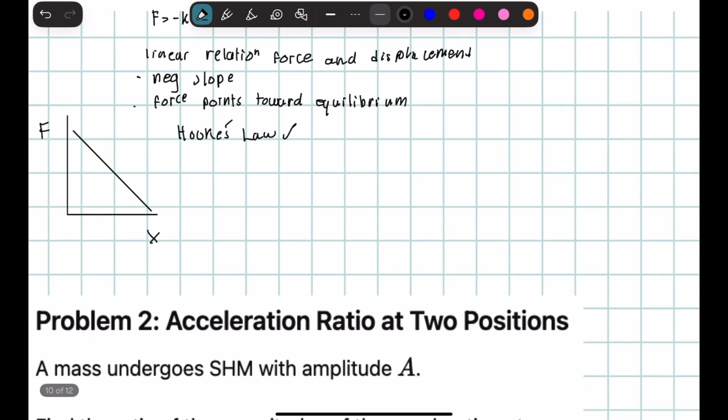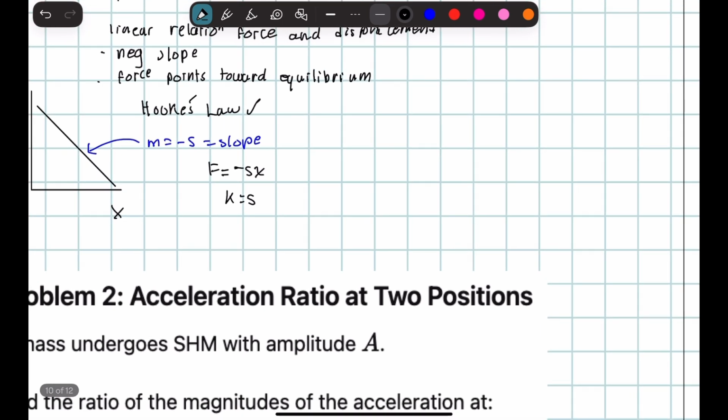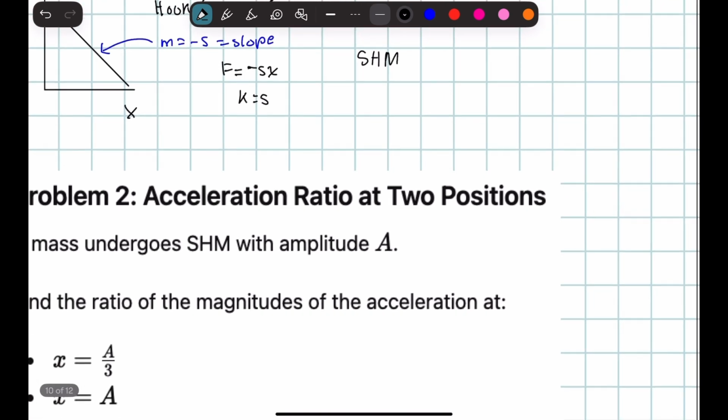So relating the slope to the spring constant, if the slope of the graph is equal to S, then we know that F is going to equal negative S times x, so then k is equal to S. So k is, again, the slope, and this is simple harmonic motion, because we can write that in the form of Hooke's law.